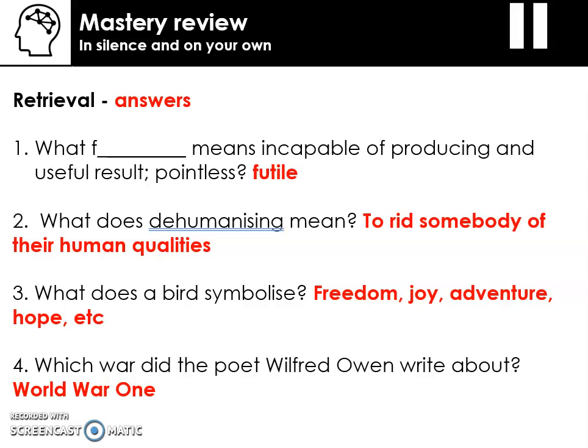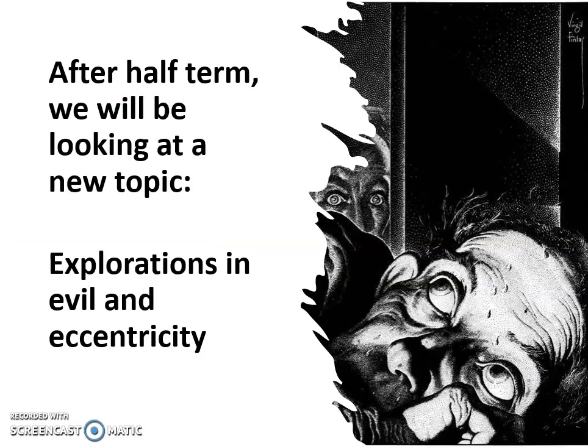Number four, which war did the poet Wilfred Owen write about? Brilliant poet. World War One. Okay, so after half term, we'll be looking at a new topic: explorations in evil and eccentricity. Look at the alliteration, perfect.